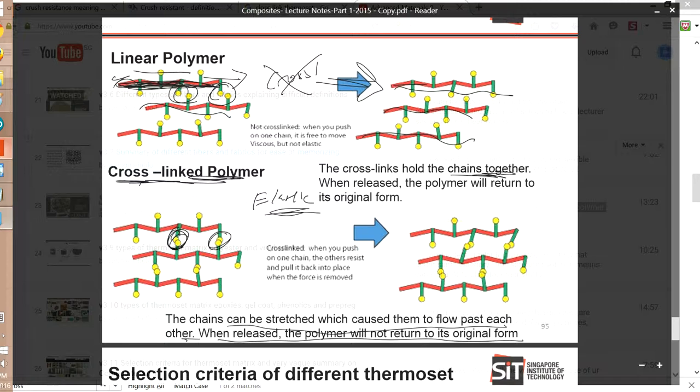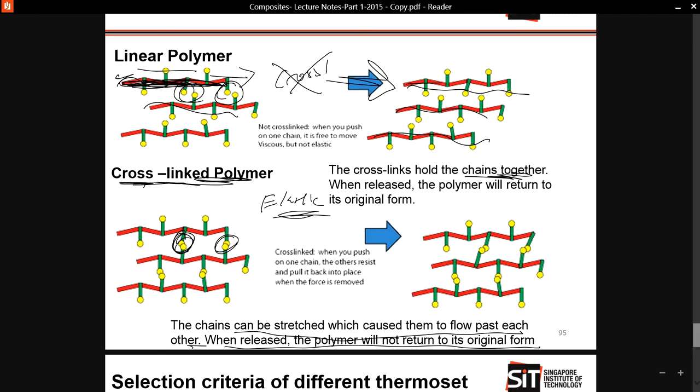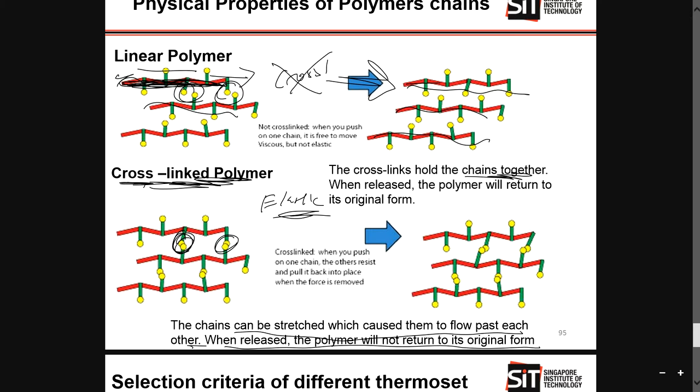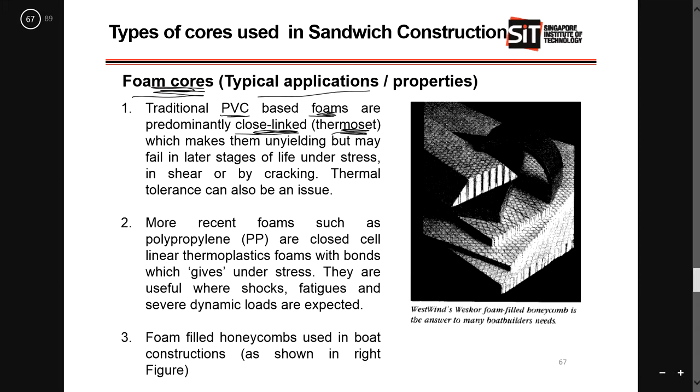But I just want to make a correction: a cross-link polymer is never stronger than a linear polymer. It's just different applications. Okay, it's just different applications. So don't mix it up, which I've said.